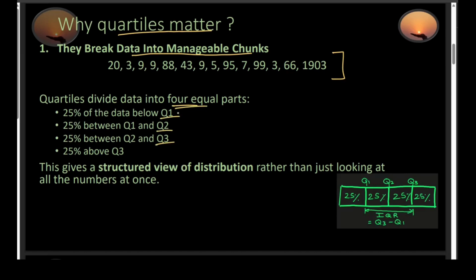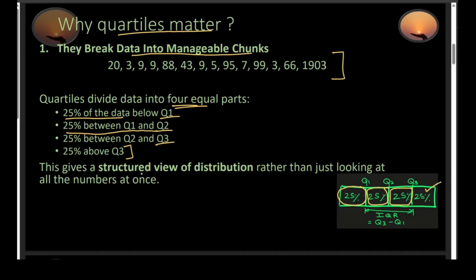The property of your value Q1 is that 25% of your data is going to be lying below Q1. 25% of your data is going to be lying between the values Q1 and Q2. Likewise, 25% of your data is going to be lying between Q2 and Q3, and the rest of the data, which is 25%, is going to be lying above Q3. So these are your quartiles.